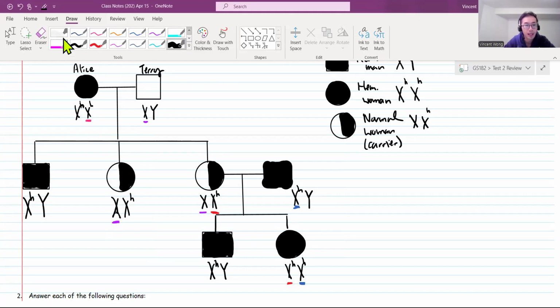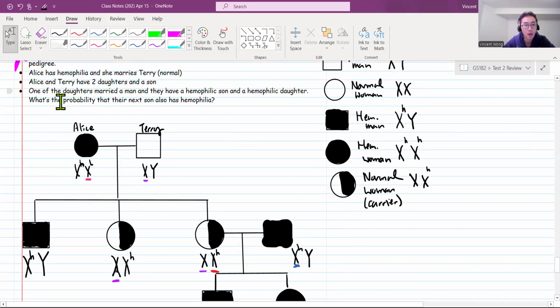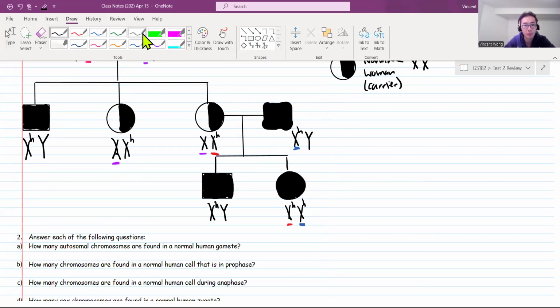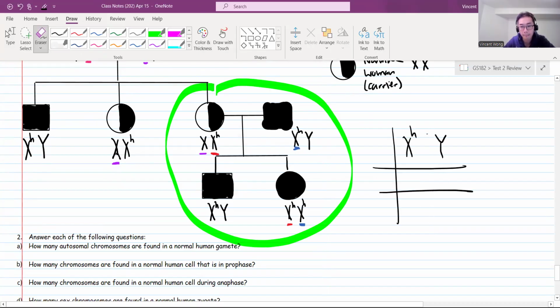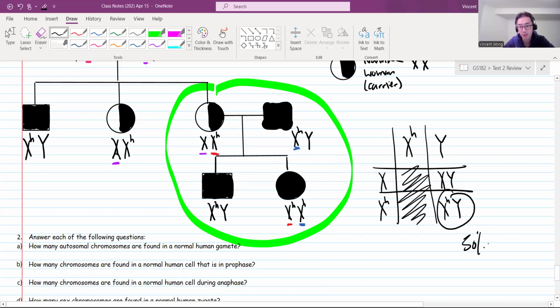Okay, so that's the family tree. What is the probability that their next son also has hemophilia? The question is asking about this family right here, and whether their next son will have hemophilia. We can go ahead and do the Punnett square. That's the father. That's the mother. Oh my God, I can't draw a straight line. I'm just going to do the son here. We're only looking at the son. We don't need to do the daughters. So 50% chance.